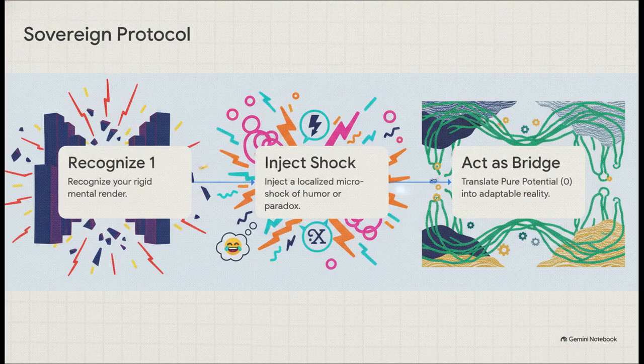First, recognize your rigid mental render. Catch yourself treating the map as the territory. Second, inject a localized microshock. Use humor, laugh at the cosmic joke, or just embrace a paradox when you find one. And third, act as the bridge. By consciously following these 3 steps, you use small-scale chaos constructively. You're actively translating that pure potential of 0 into a fluid, adaptive, and completely anti-fragile reality.